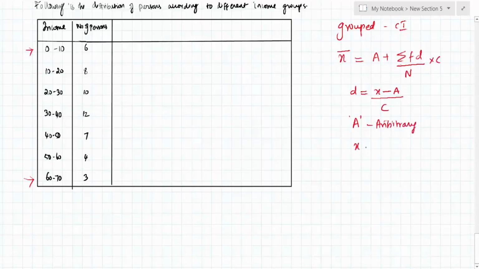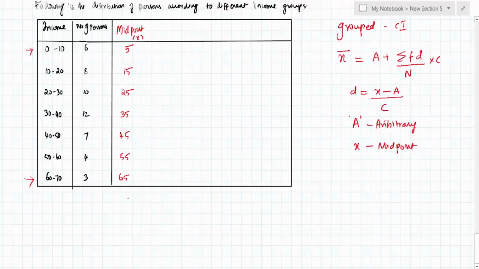Then what is x? X is basically a midpoint, because here you don't have the variables directly, you have it only in the group form. So when you have it in the group form only, then you have to find out the midpoint. So midpoint have to be determined from the class intervals. So you have 0 to 10, so the midpoint is 0 plus 10 by 2, that is 5. 10 to 20, the midpoint is 15. 20 to 30, the midpoint is 25. 30 to 40, midpoint is 35. So it goes like this: 45, 55 and 65. So these are all the midpoints.